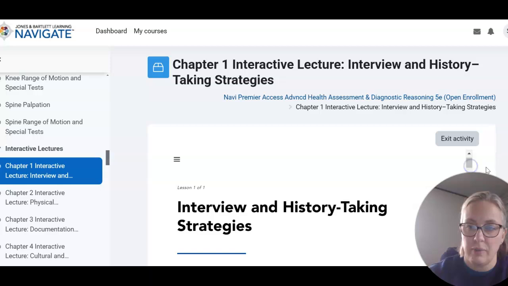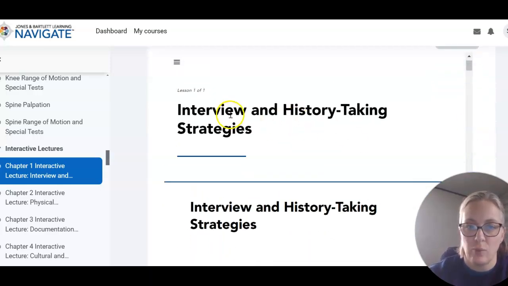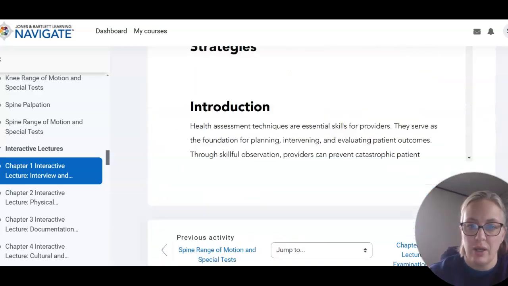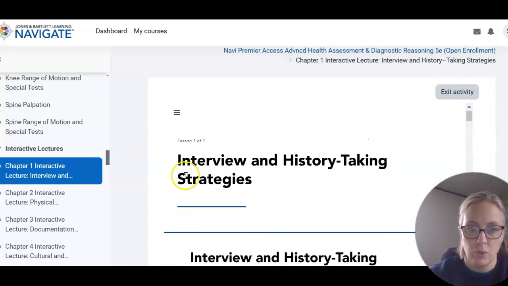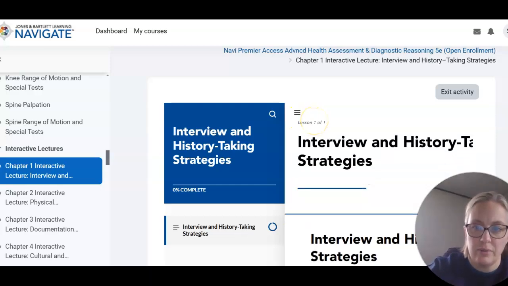Let's see if it's going to let me work here. There we go. So the first part, lesson 1, is interview and history taking strategy. And then it kind of goes into it here, and then the introduction, and it goes down through those. So let's see, what are we doing here? Let's see, are you going to work for me?